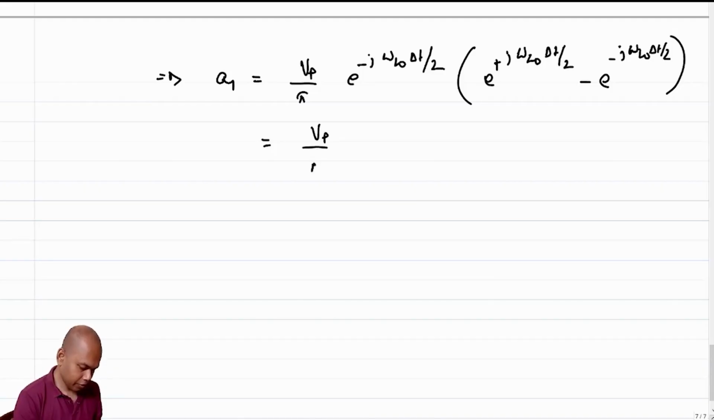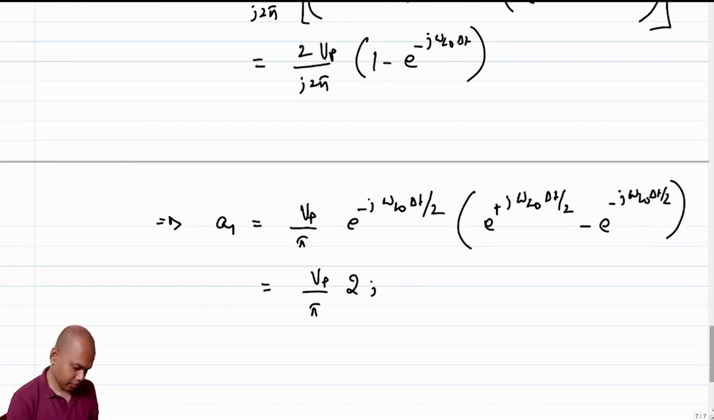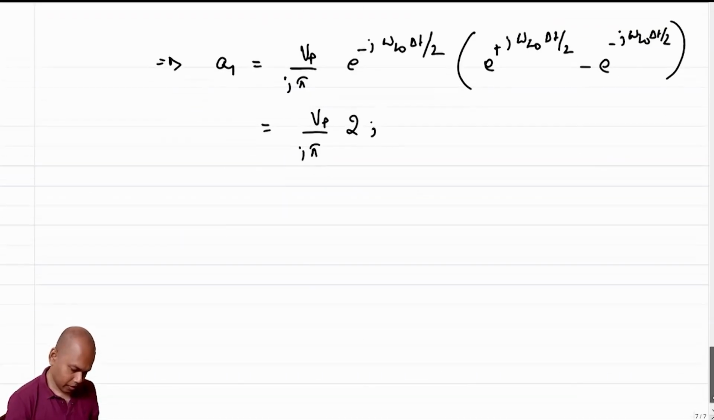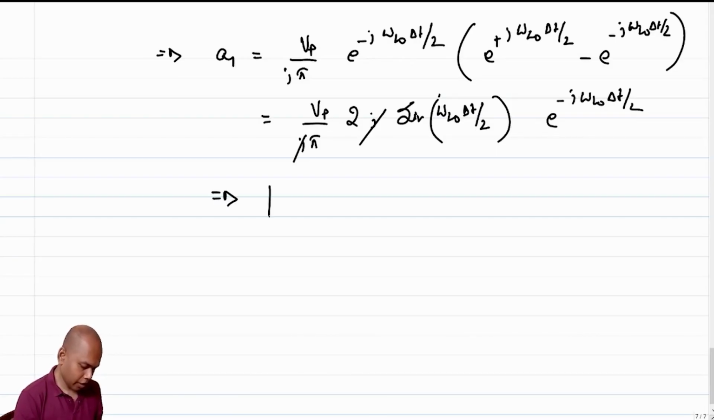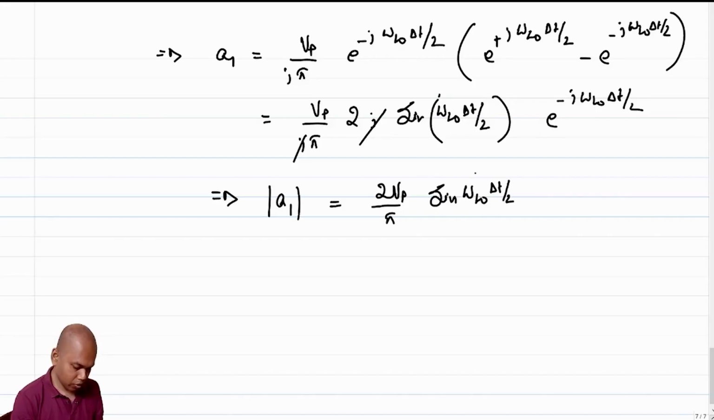So I get Vp over pi times 2j. I checked out j somewhere, it should have been j pi. So 2j sine omega LO delta t over 2 times e power minus j omega LO delta t over 2. The j goes. So the moot point is that the mod of A1 becomes 2 Vp over pi times sine omega LO delta t over 2.